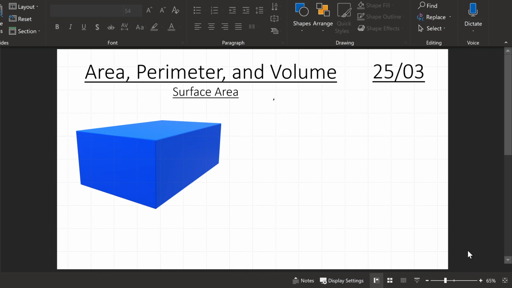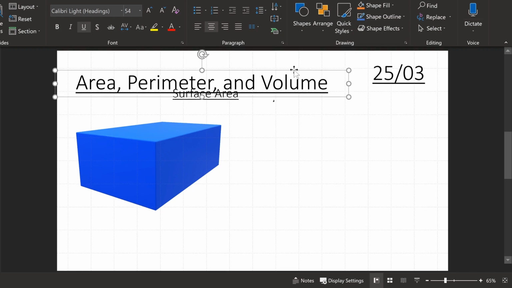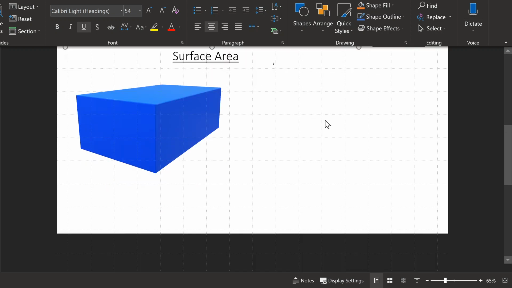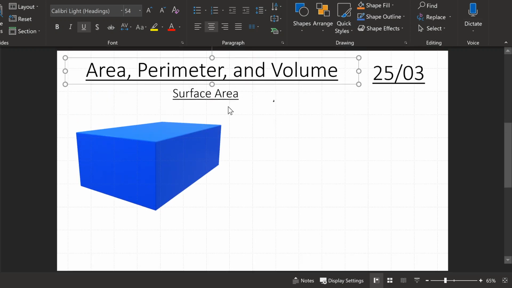This is the 25th of March, area, perimeter, and volume. This is lesson 6. Last class we were talking about volume. We've done area and perimeter of a square. Now we're going to look at the surface area.